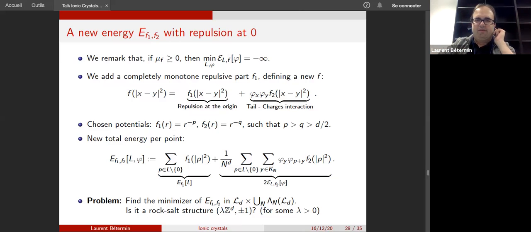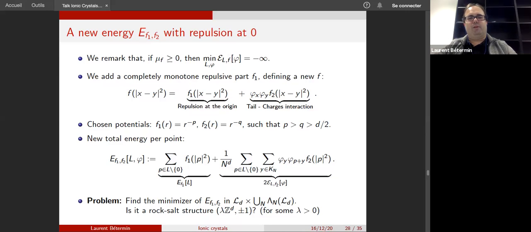So now I call F a new one, which is F1 plus the product of the charge F2 of the differences. So the first part, F1, will be a repulsion at the origin, and the second part will be the tail of the interaction potential, but also the interacting charge part. Okay. And for this talk, so in the paper we have also studied Gaussians. Okay, but here I will talk only about inverse power laws.